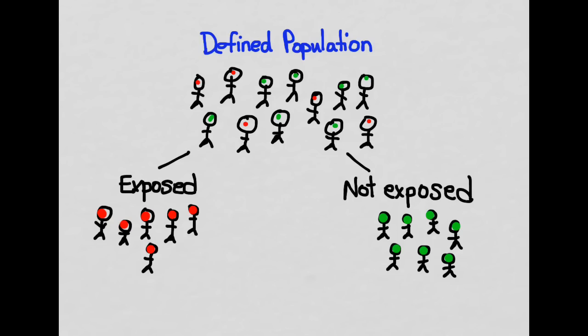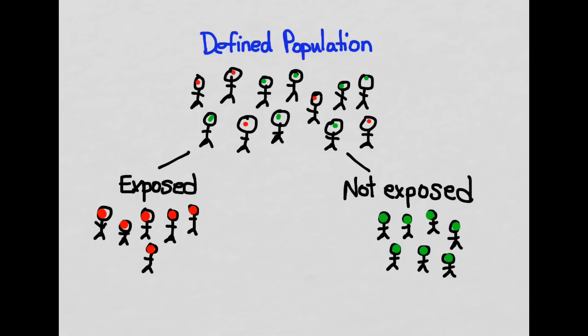And this could be any exposure. So obviously, before we're doing the study, we have a particular exposure in mind that we want to look at and see the association with the outcome. And so now, naturally, we want to know whether exposure is associated with the disease. So what do we have to do? We have to look at the proportion of people in the exposed group who have the disease and compare to the proportion who do not have the disease.